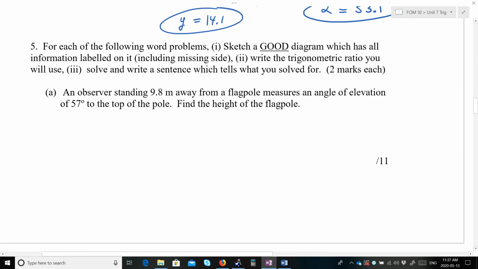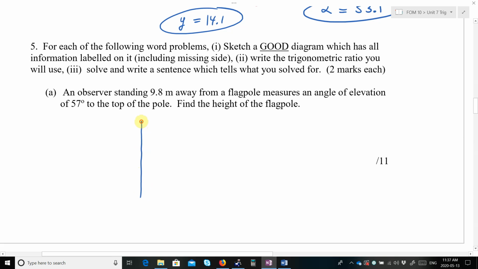All right, number 5. For each of the following word problems, sketch a good diagram which has all information labeled on it, including the missing side. Write the trig ratio you will use, solve and write a sentence which tells what you solved for. So A, an observer standing 9.8 meters away from a flagpole measures an angle of elevation of 57 degrees to the top of the pole.